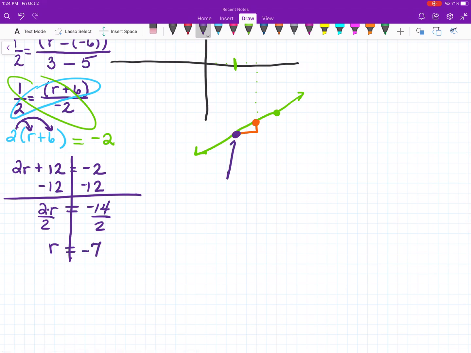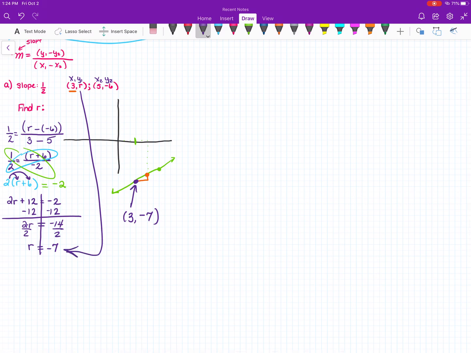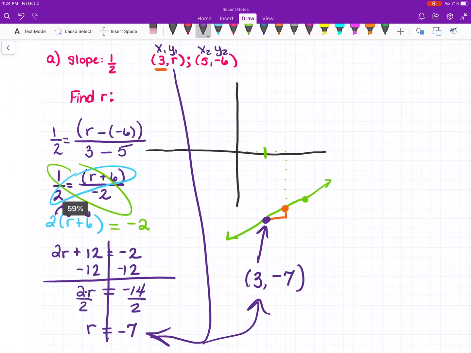Did we get that point right? What was that point there? It was (3, -7). That's what r stands for. Right here, (3, -7). Look at that. We did it right. Everything matches up perfectly. That's exactly where we expected that point to be from our drawing. Let's do one more example if you need it.